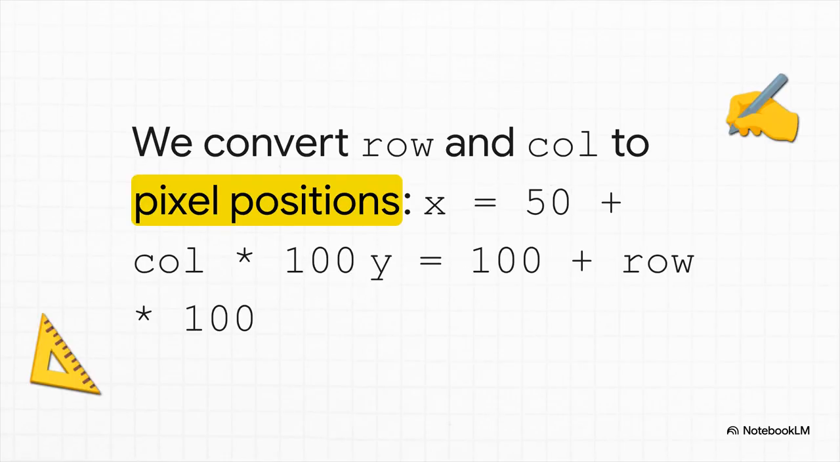So how do we translate our abstract col number, like 0, 1, 2, or 3, into a real x coordinate? We just use a simple formula. We can start at a base position, let's say 50, and then for each column, we just add 100 pixels. The exact same logic works for converting the row number into a y-coordinate. This gives us complete control.